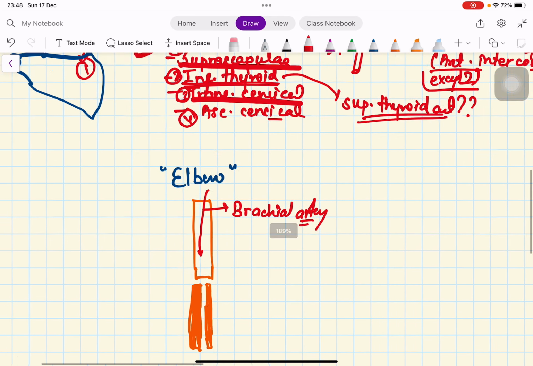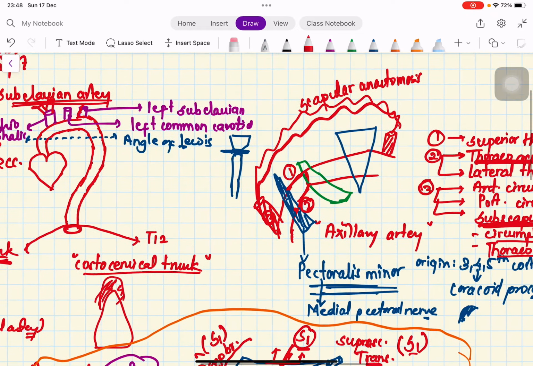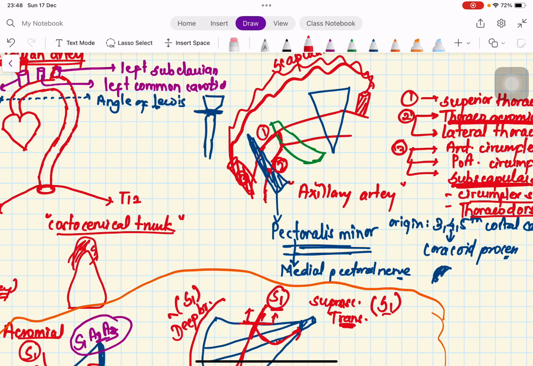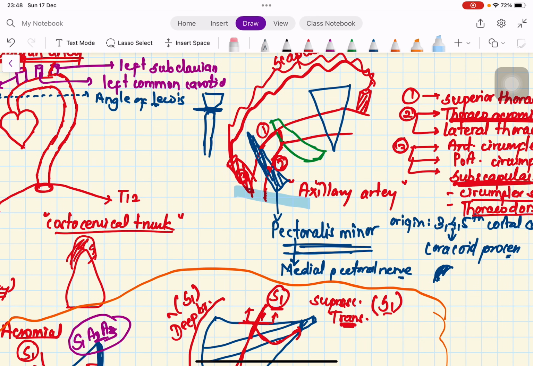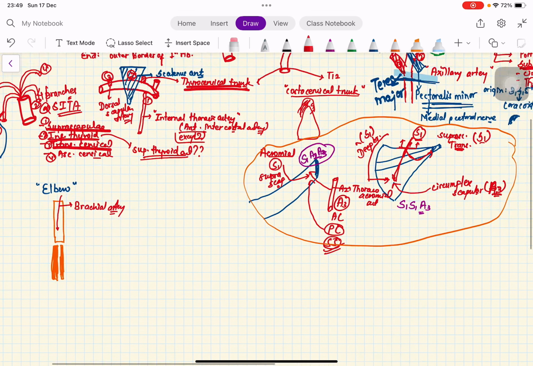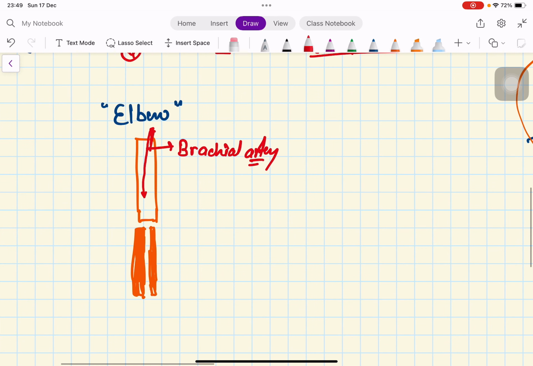Let's see this part again. This axillary artery, after it crosses the lower border of teres major, so this is the lower border, right? After it crosses the lower border of teres major, we now call this artery, this same artery that was the subclavian, then the axillary, the brachial artery. Great.